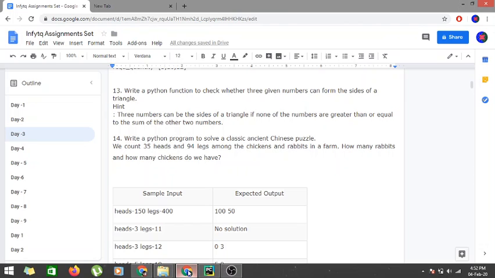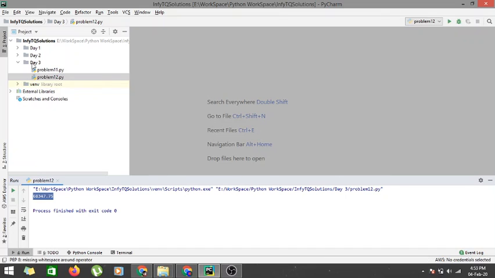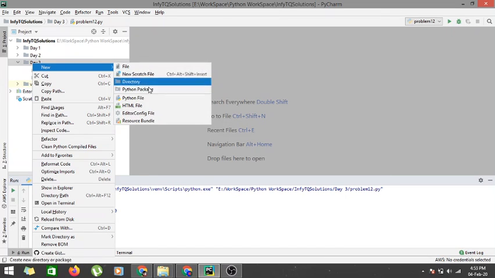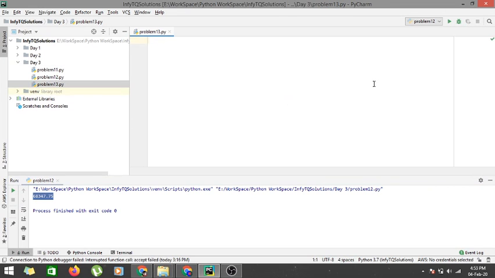So let's jump into our PyCharm and let's code this out. Let's close this particular problem 12. So let's create a new Python file, that is problem 13. Okay, so what does the problem 13 say? First, we have to take in the input of 3 sides and we have to check whether they can form a triangle or not.